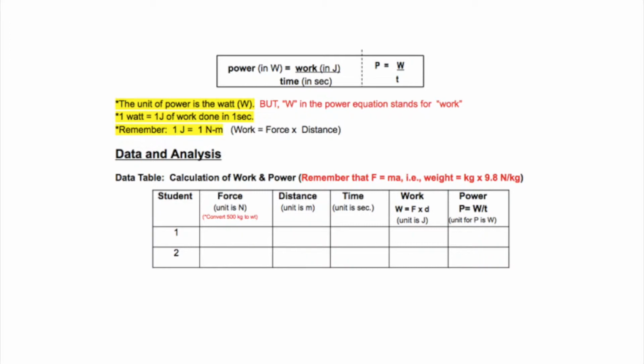To do that, it must first be converted to kilograms. 500 grams equals 0.5 kilograms, and 0.5 kilograms times 9.8 meters per second squared equals 4.9 newtons, the weight of the 500-gram mass. 4.9 newtons is the force that must be applied to lift the 500-gram mass.